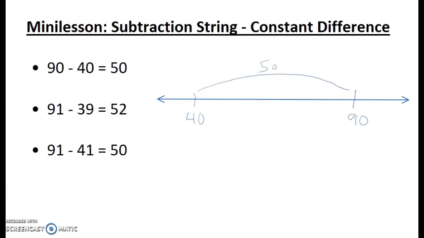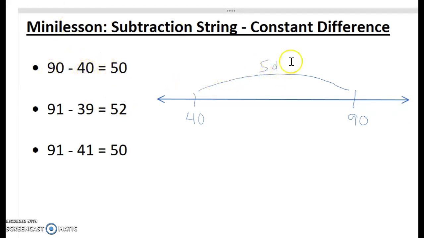So today's number string jumps into the idea of constant difference right away. You're going to start with 90 minus 40, which kids should pretty quickly get. The answer is 50. But again, you're not using removal. You're not counting backwards. You're looking for the difference between 40 and 90. So 40 and 90 are what should be on your number line, and 50 is the difference between them.